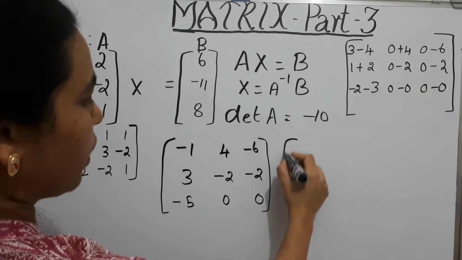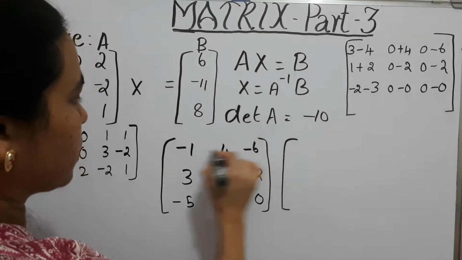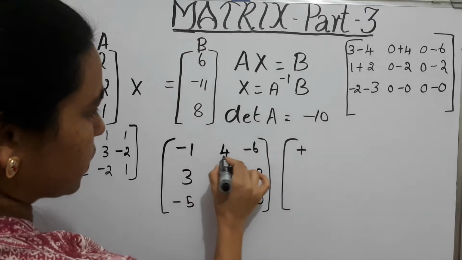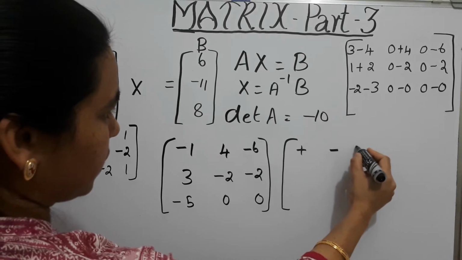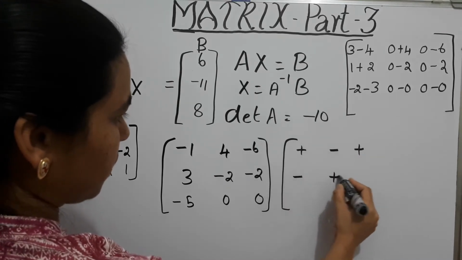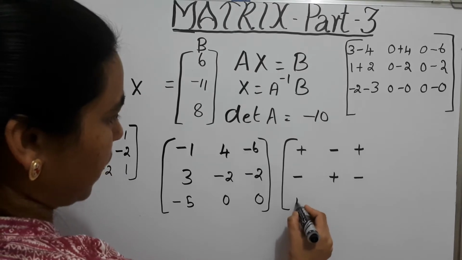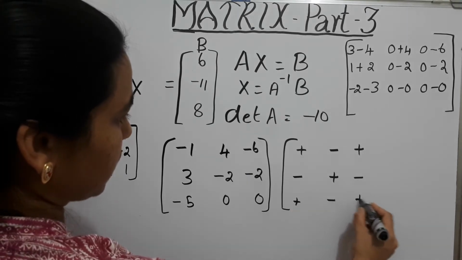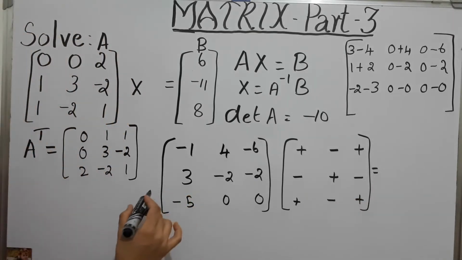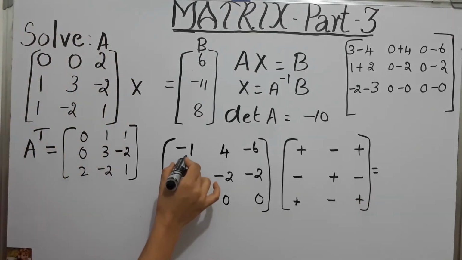You have to multiply with some signs: this term must be multiplied by plus, and this term by minus, and this term by plus. Again, this is minus, this is plus, this is minus, this is plus, this is minus, and this is plus. So the new matrix will be minus 1.